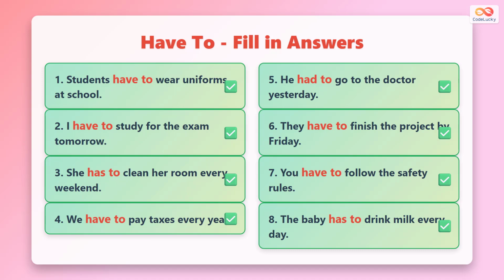Here are the correct answers for the fill-in exercise. Students have to wear uniforms at school. I have to study for the exam tomorrow. She has to clean her room every weekend. We have to pay taxes every year. He had to go to the doctor yesterday. They have to finish the project by Friday.